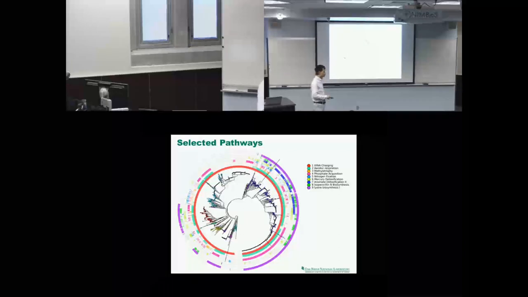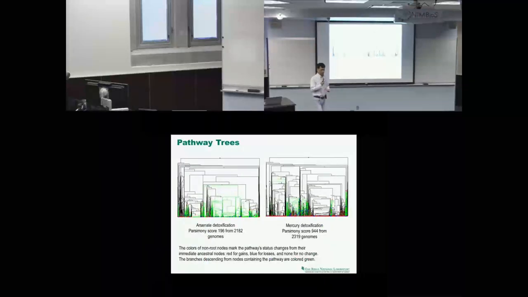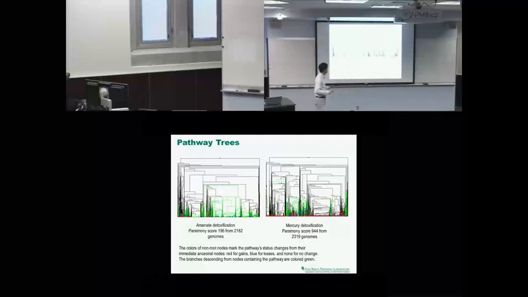So can we be more quantitative than that? Can we push ourselves a bit more? Then we constructed a pathway tree. You probably know the species tree and the gene trees. So here we made a pathway tree. This is how we constructed it.